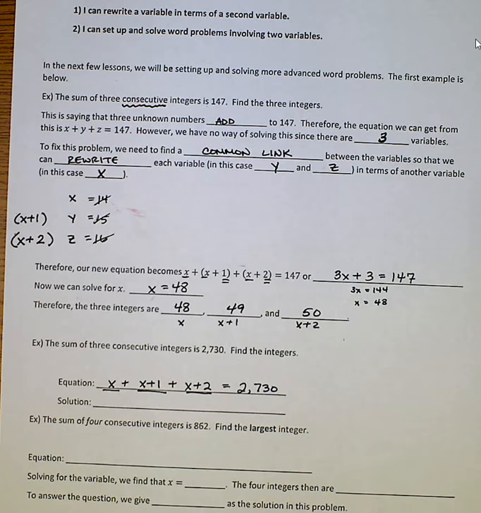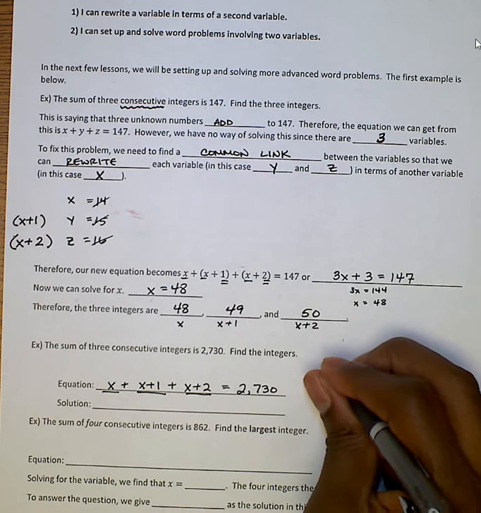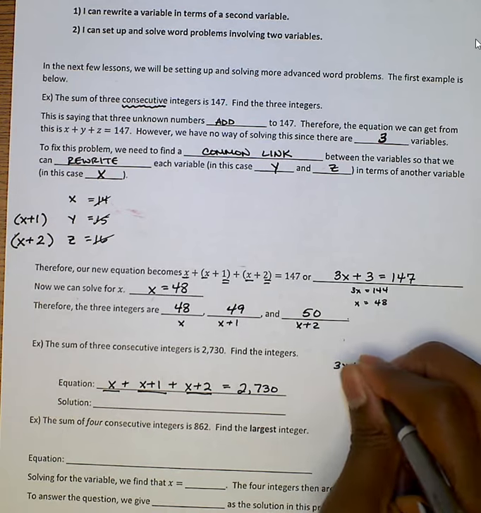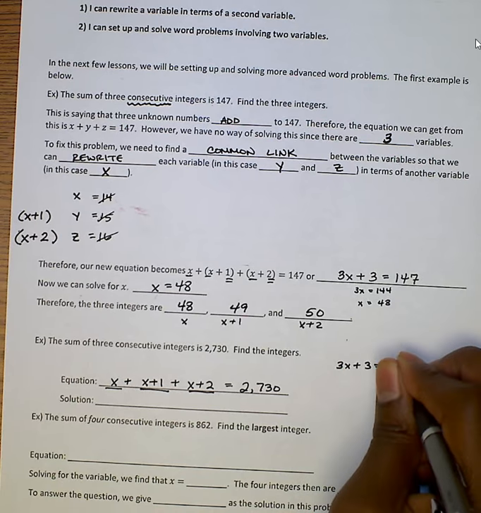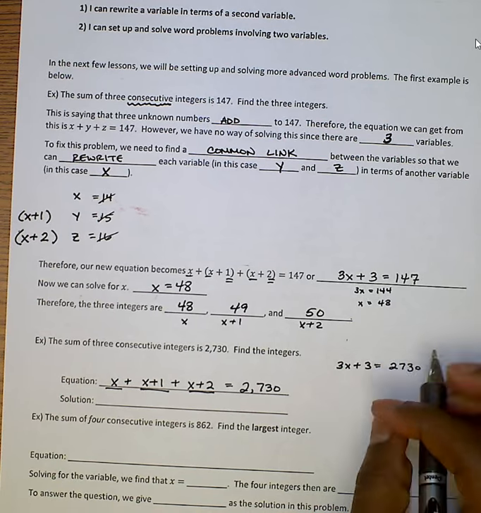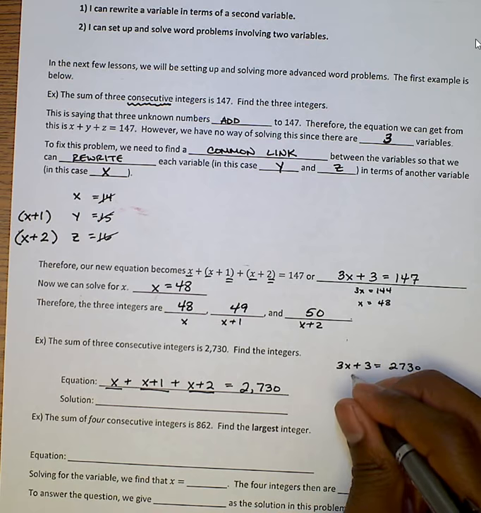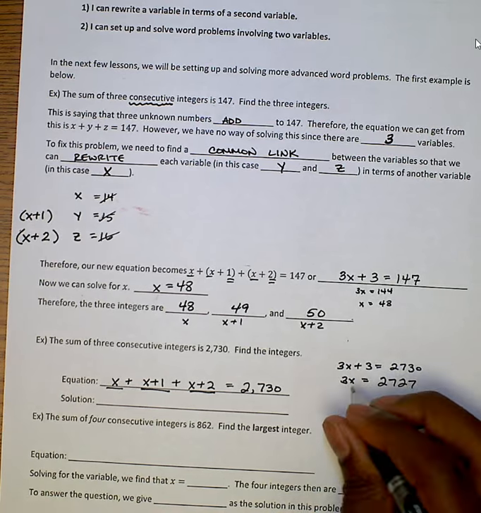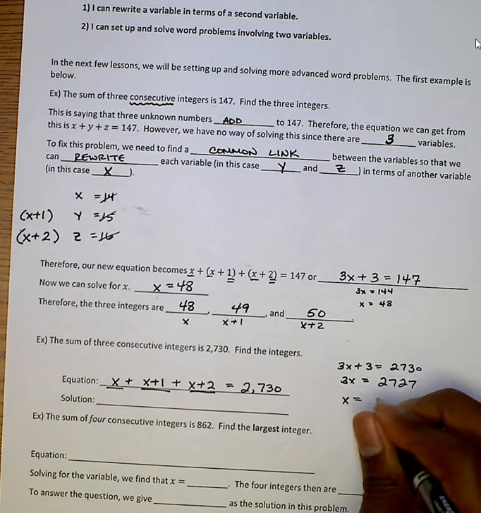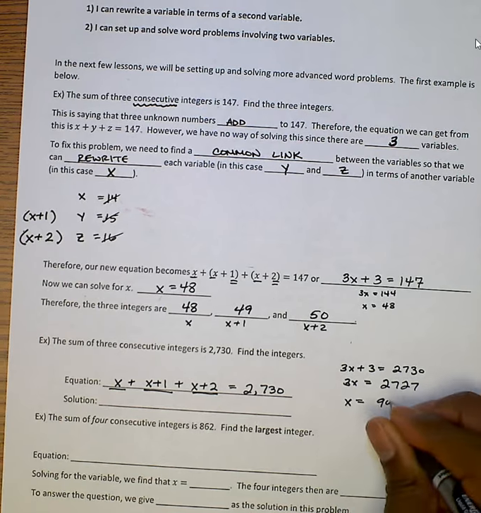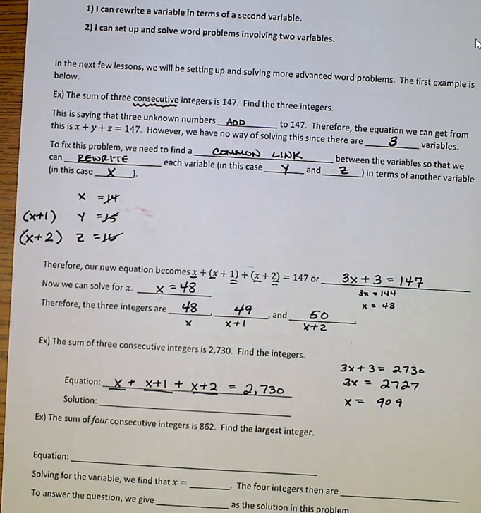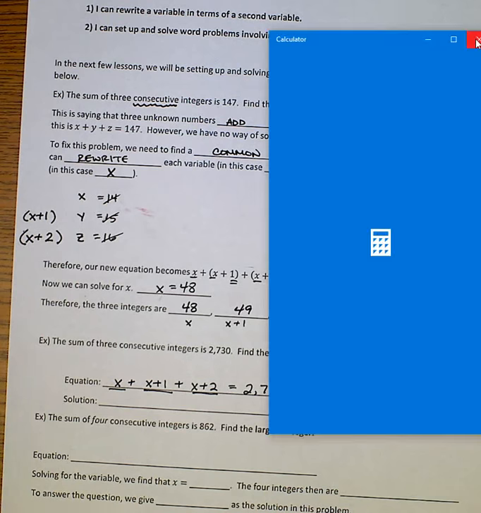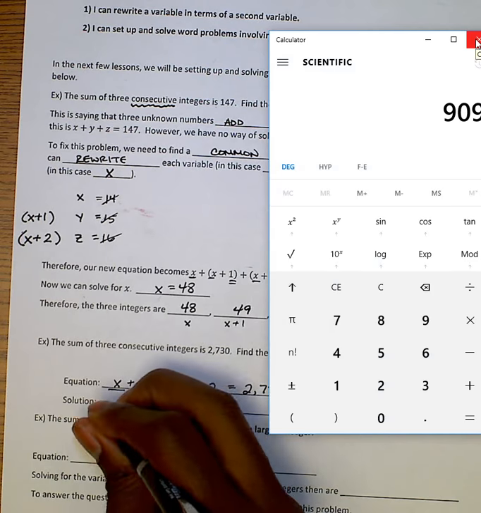Okay, or 3x plus 3 equals 2,730. Alright, subtract 3 from both sides. 3x equals 2,727. Divide by 3, x will equal 909. Okay.